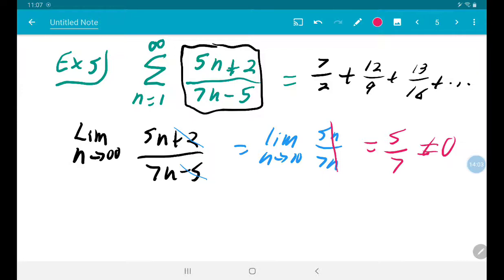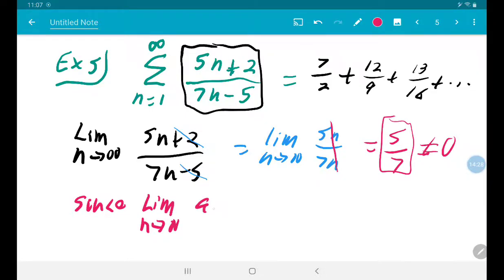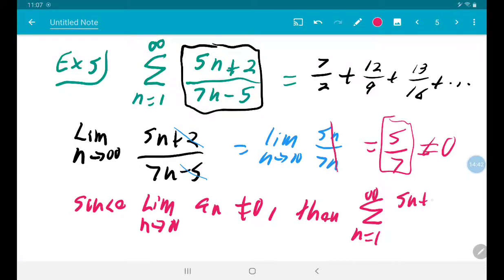So in other words, if I go out 1 billion terms, I'm still adding something of consequence. I'm not adding 0. So my series is getting bigger and bigger and bigger, which means it diverges. So since the limit as n approaches infinity of a_n does not equal 0, then the actual series, 5n plus 2 over 7n minus 5, diverges. It's just going to keep getting bigger and bigger and bigger. Okay?